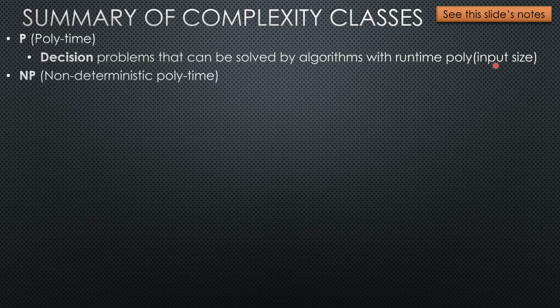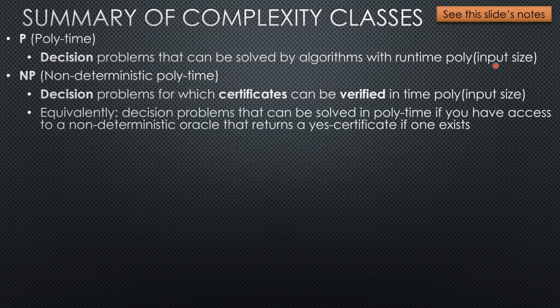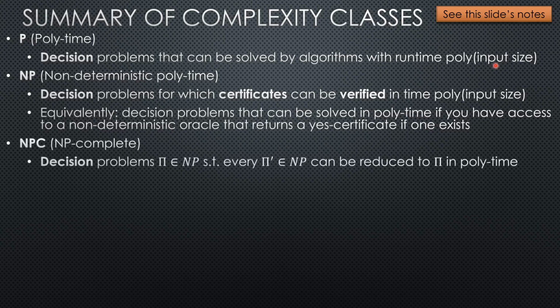Then we had NP, which was non-deterministic polytime. So these are decision problems for which certificates can be verified in time that's polynomial in the input size. Equivalently, you could think of this as decision problems that can be solved in polytime if you have access to a non-deterministic oracle that returns a yes certificate if one exists. Then we have NP-complete. All of these are decision problems so far, all these classes.